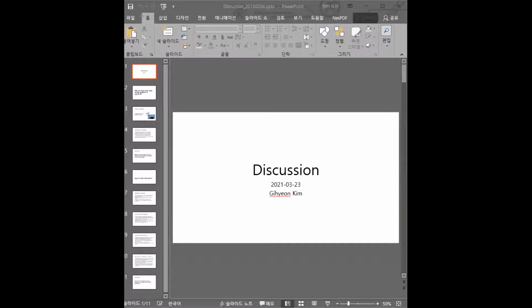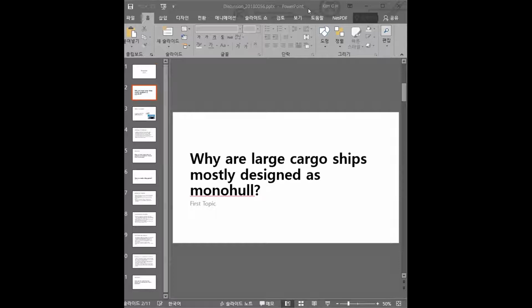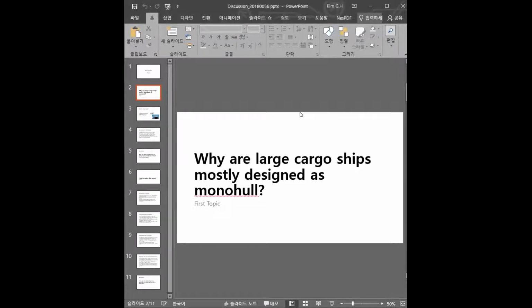Okay. As I posted on the Kakao Talk, I have two discussion topics. One is a small topic and one is a broad topic. The first topic is: why are cargo ships mostly designed as a monohull?